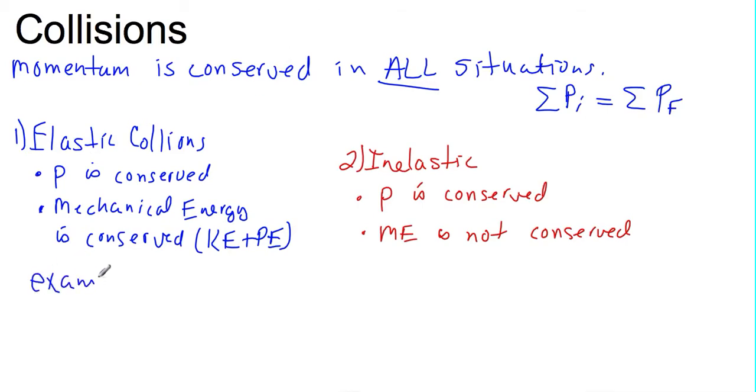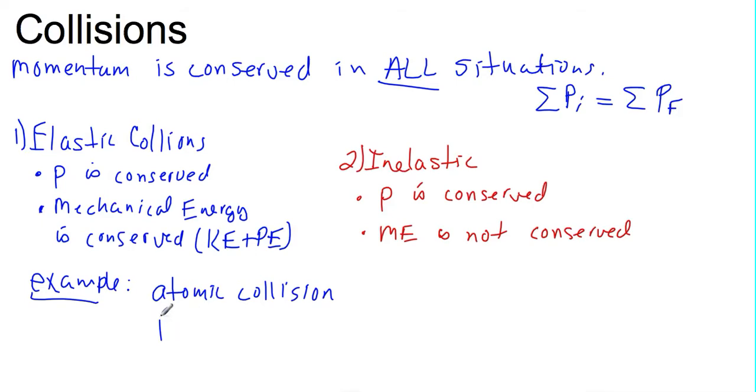To give you some examples of these things, the most common are atomic collisions. This would be like a proton striking another proton and the two rebounding off each other, or atoms or molecules colliding. Honestly, it's a pretty small amount of the collisions that we will be working with.